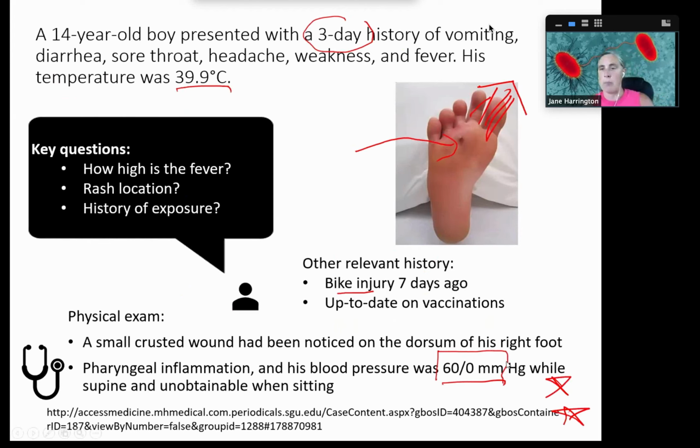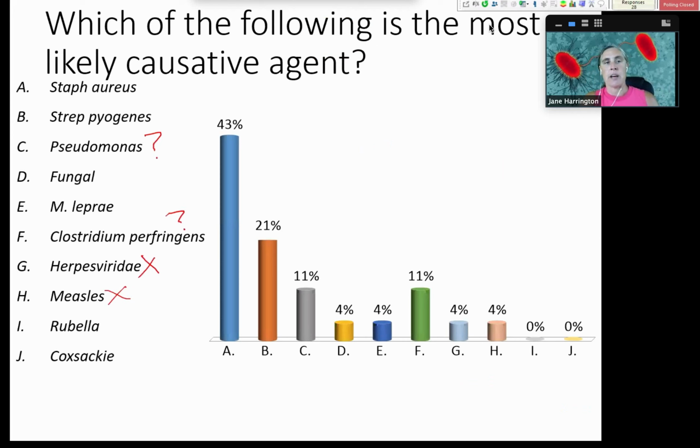Wasn't the test negative? I didn't give you the answer. Somebody just asked, wasn't the test negative? Let me show you how you could tell the difference for this case, because this could be Staph aureus and this could be Strep pyogenes. That's why I have them both as potential correct answers.